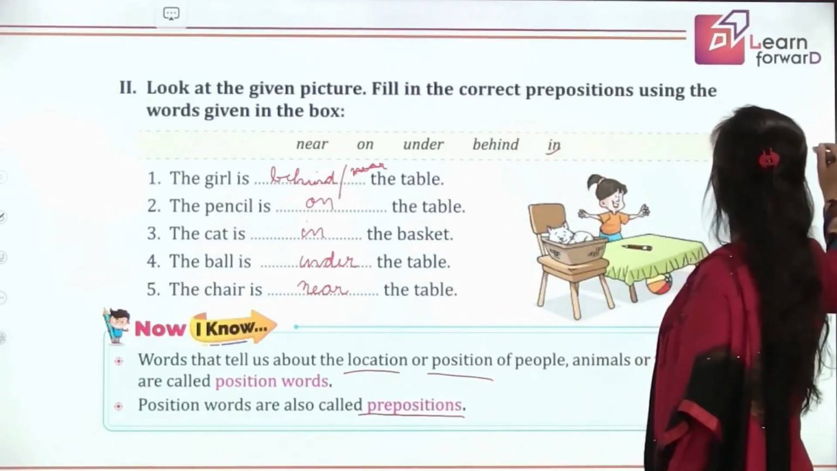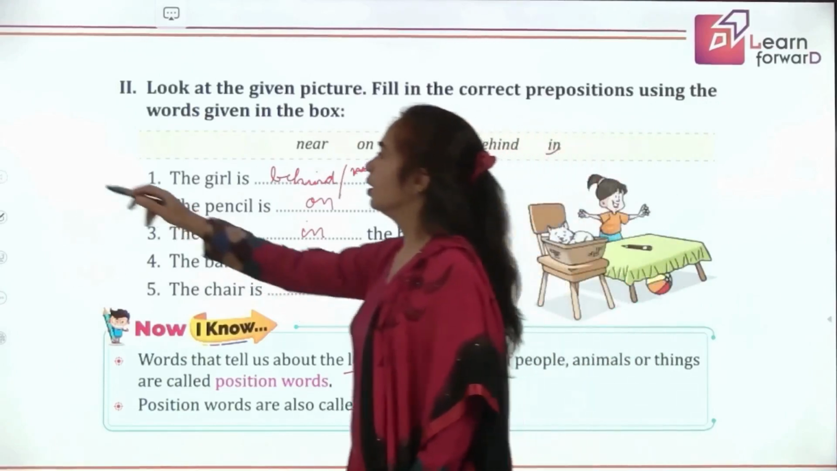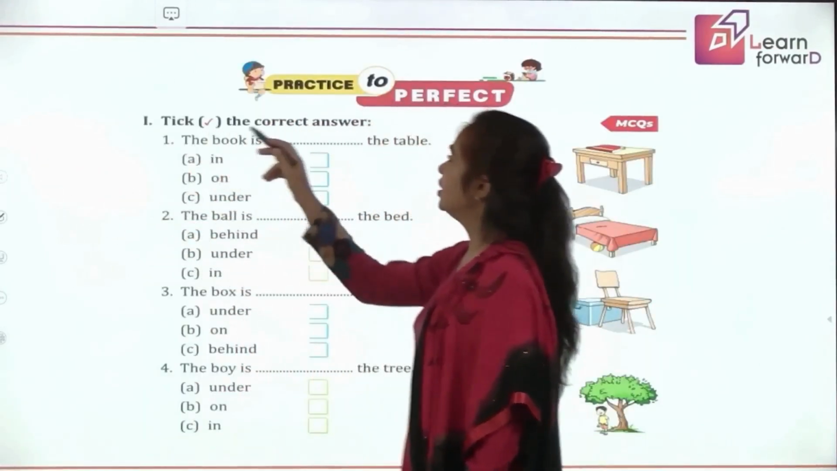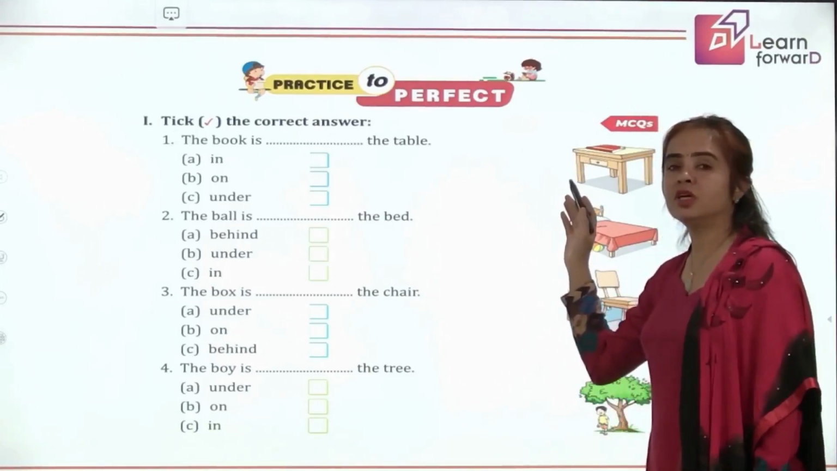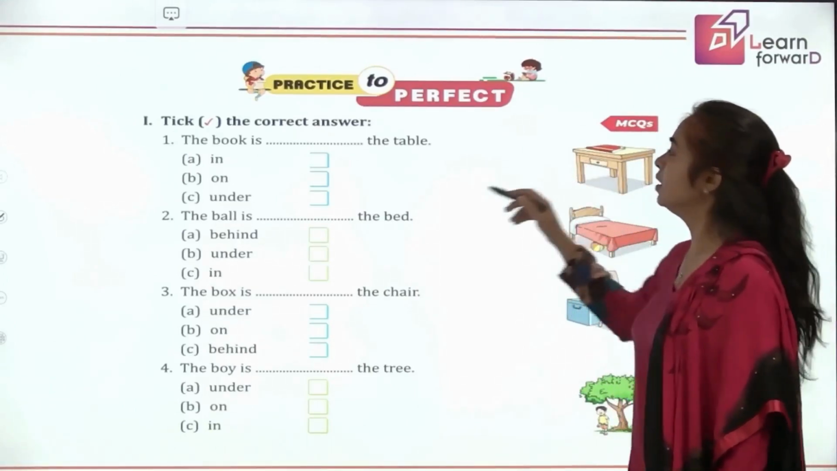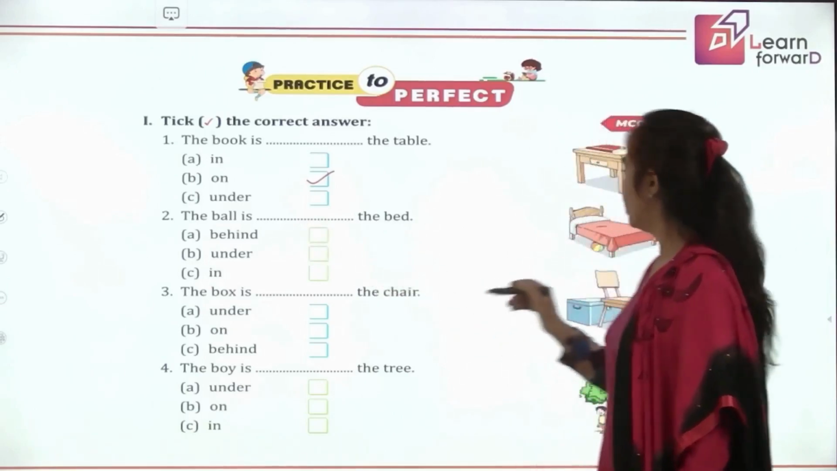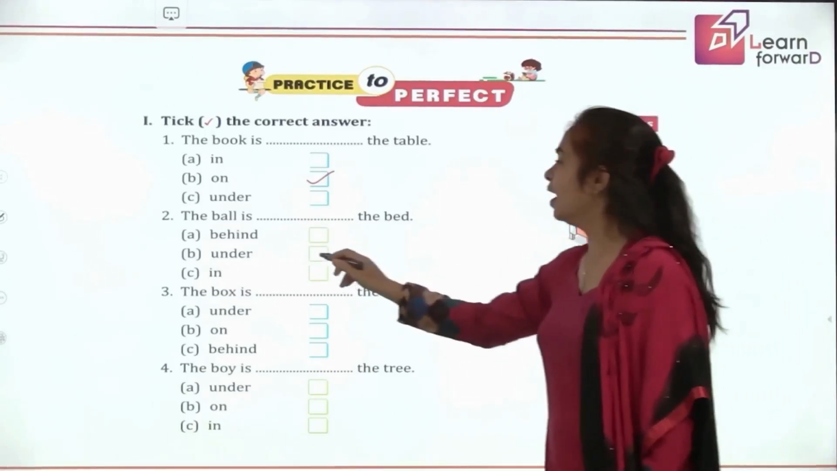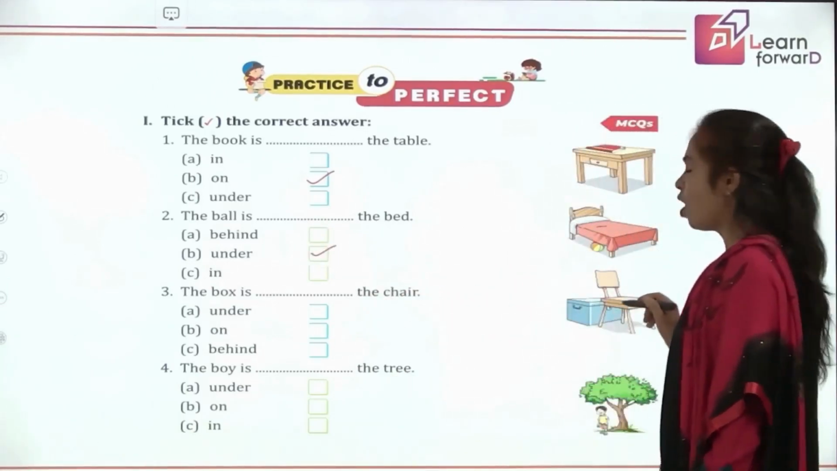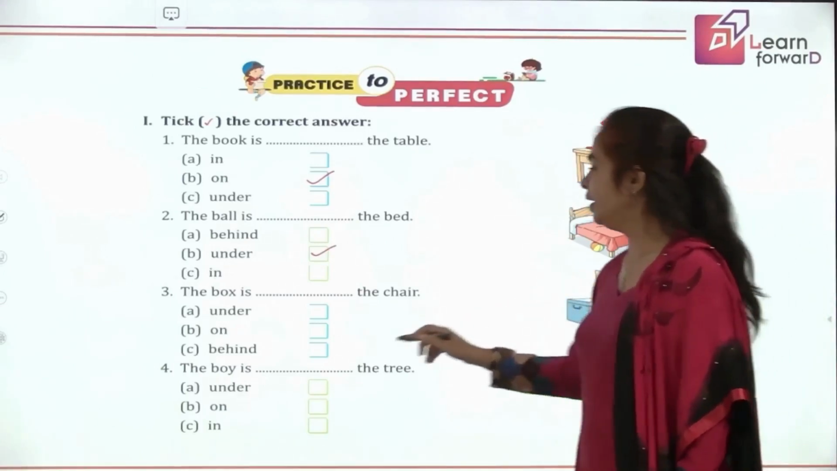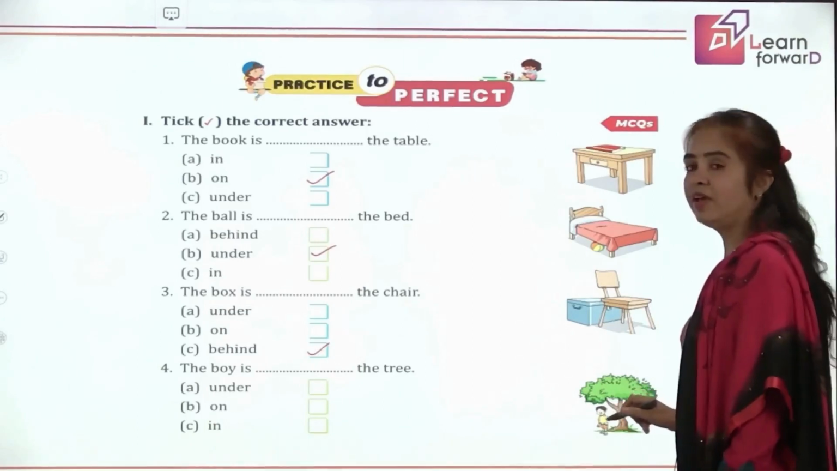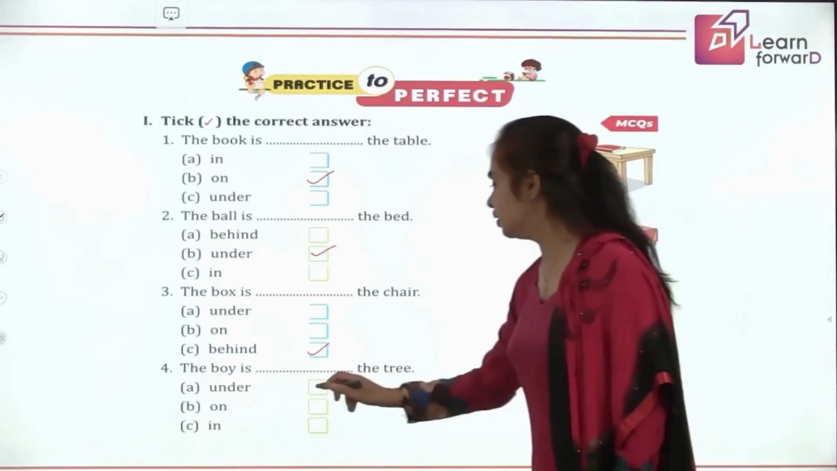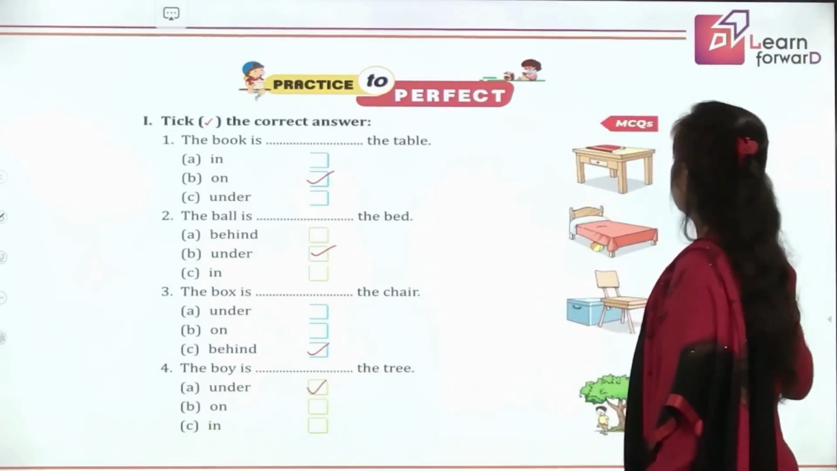So let's do some exercise now. Tick the correct answer. The book is dash the table. Can you see the picture? What is the location? It is on the table. And where is the ball? It is under the bed. Where is the box? It is behind the chair. The boy is, where is it? Under the tree. Yes. Let's do more.